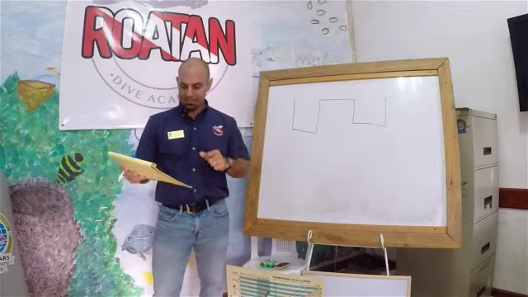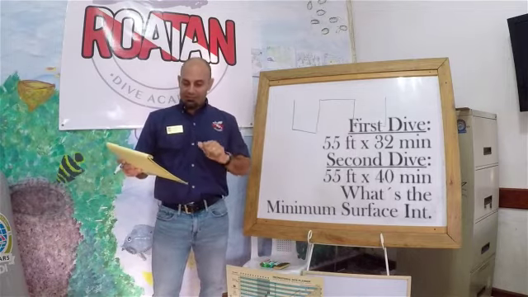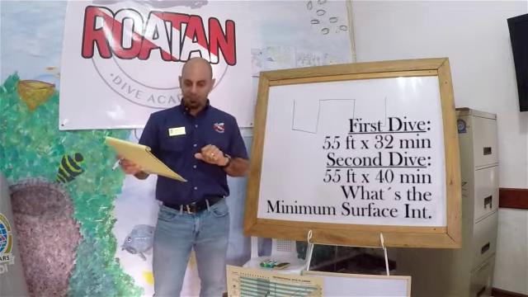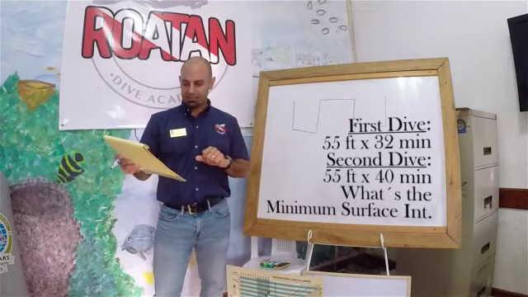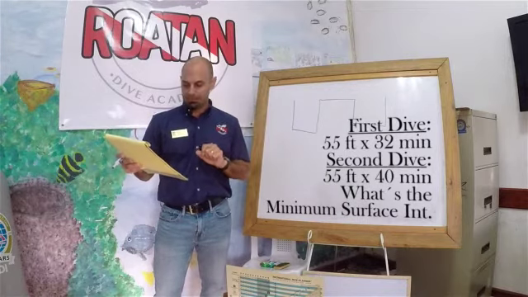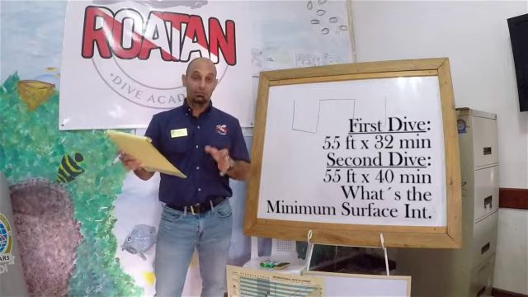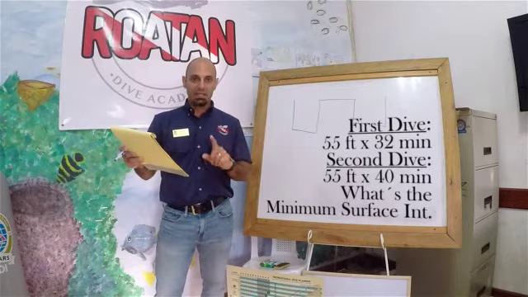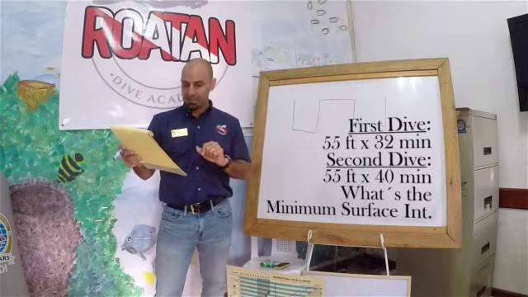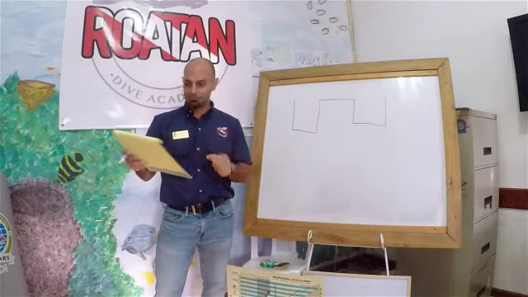So in this case, a diver is diving at 55 feet for 32 minutes in a beautiful wreck. He wants to go back to the same wreck because it was so beautiful. What would be the minimum time he has to stay at the surface if he wants to dive for 40 minutes on the second dive?